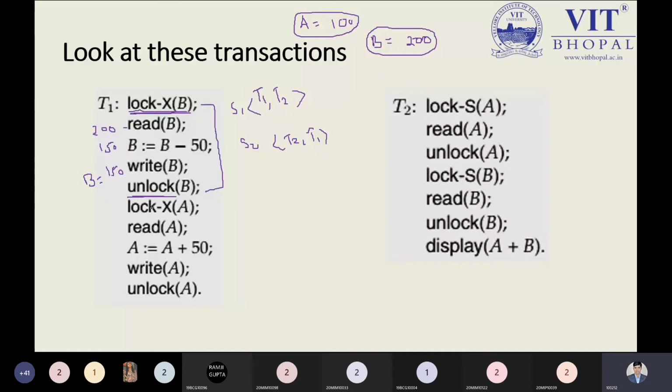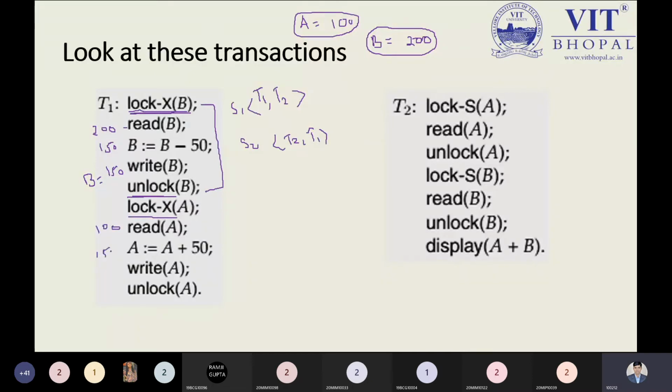Now next time I'm using the lock X. Why am I using the lock X? Because from this point I'm performing reading and writing operations inside this structure or block. Lock X on A. So what is the initial value of the read A? I'm using 100 because it was initialized to 100 only. After performing this operation, my A value will be 150.